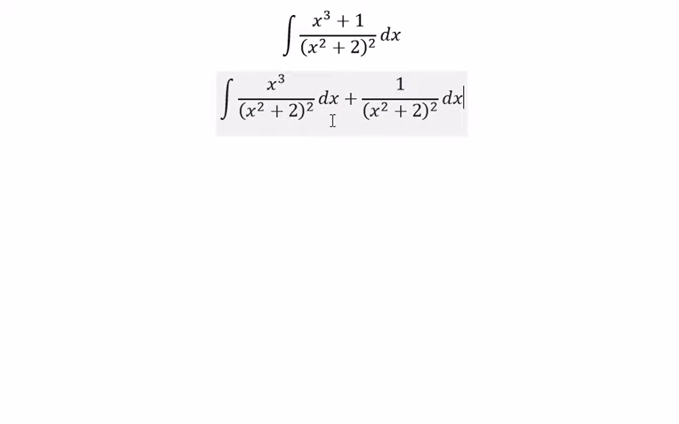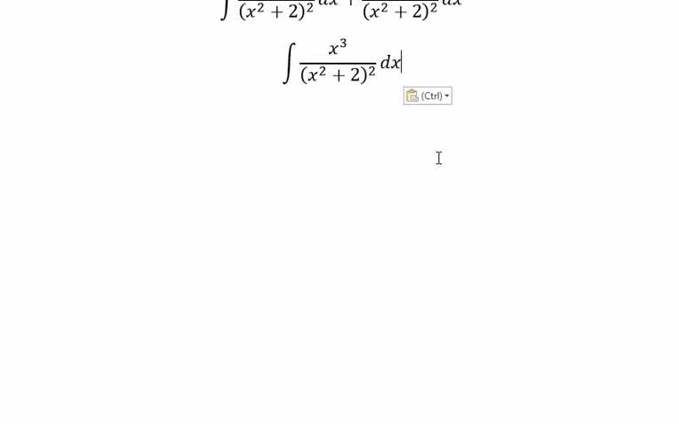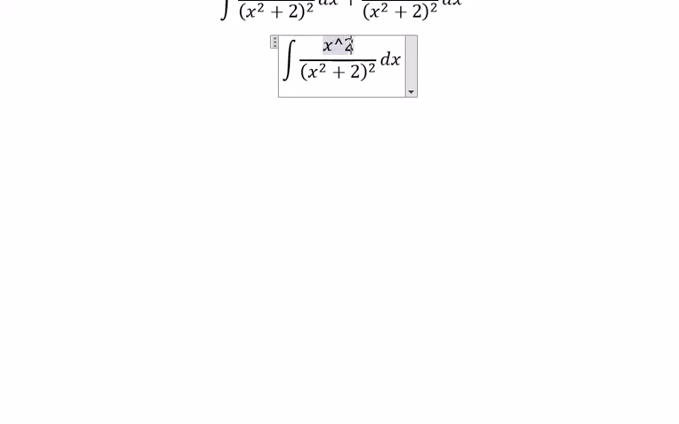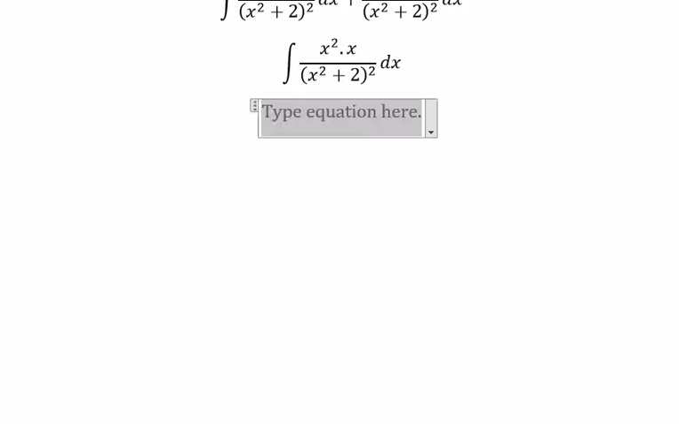So I will go to the first one. About s to the power of 3, we can put s squared multiplied with s. And now we can use integration by substitution.